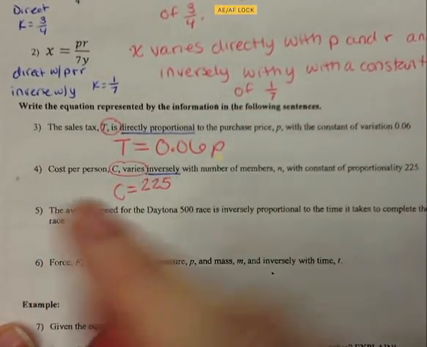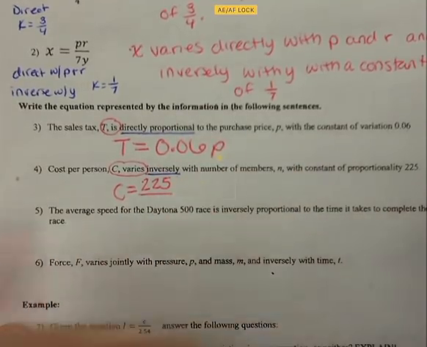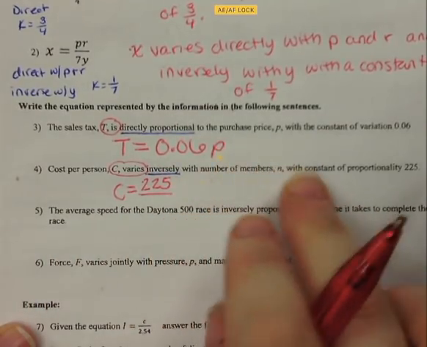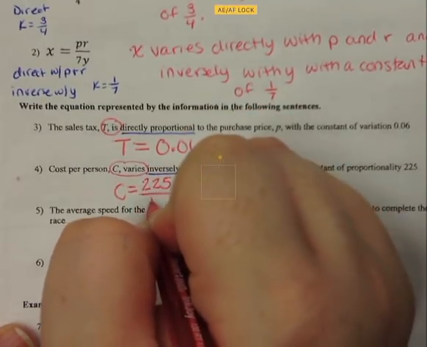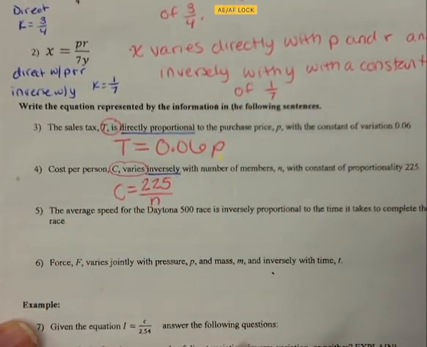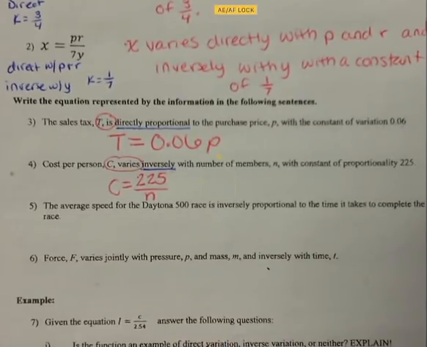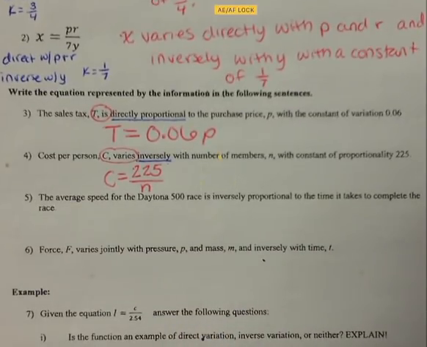And then it says inversely is division. So what are we dividing by? The number of members N. So we'd have C equals 225 over N. That's all that is. There's your equation. And then we can find any answer we need to.